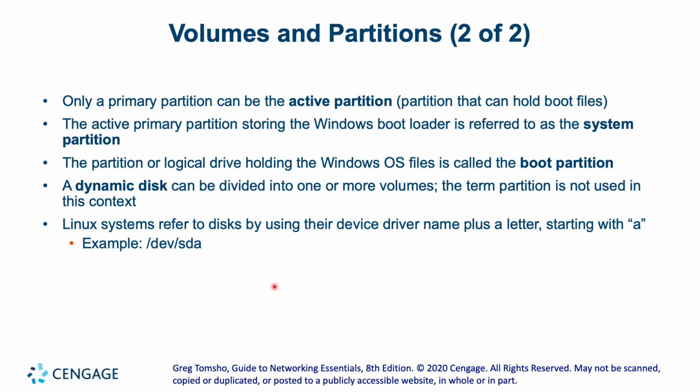A dynamic disk can be divided into one or more volumes, and the term partition is not used in this context. So the basic disk is the one we talked about before, where we can have 4 partitions on it. A dynamic disk, we don't use partitions. It's a new type of disk that Windows uses, and you put volumes on it.